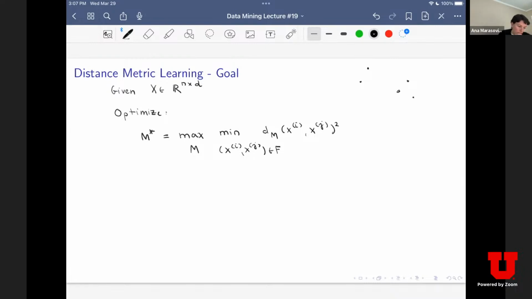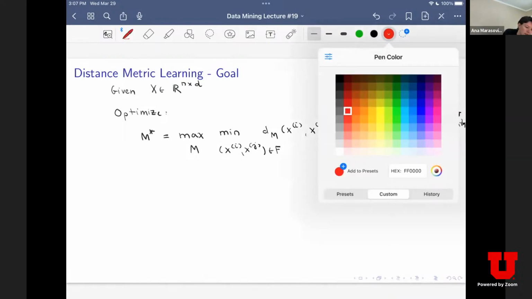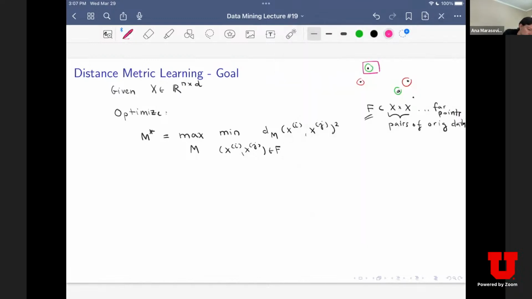All right, maybe this will be okay. So we know that this point and this point are far away. We also know that this point and this point are far away, and so on. So we can define a set F, which is a subset of our original data. This just says pairs of original data. So these are going to be far points. And on the other hand, these fellows here, this one and this one, well, they are going to be close to each other, right? So we can also define a set C of pairs that are close.